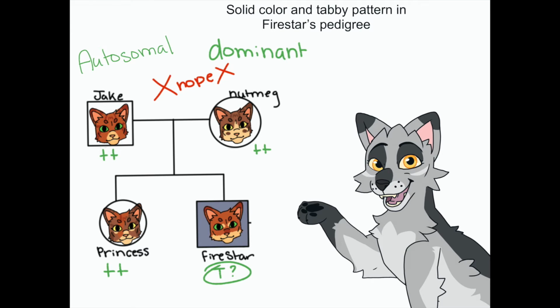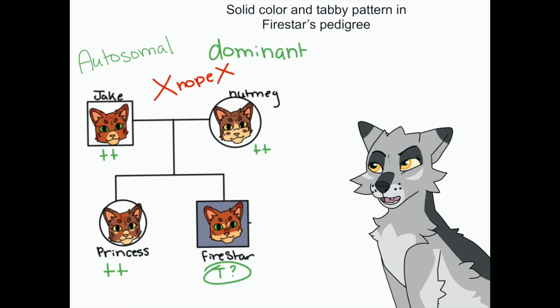Well, first up we have autosomal dominant. So in this instance, we're going to be looking at Jake and Nutmeg. They are both going to be little t because they are tabbies, which is going to be the recessive trait in this instance. And both of them together would be able to produce a child like Princess, 100%, because she is also little t.